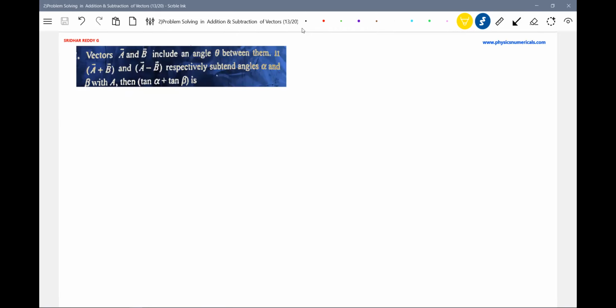Vectors A bar and B bar include an angle theta between them. If A bar plus B bar and A bar minus B bar respectively subtend angles alpha and beta with A, then tan alpha plus tan beta. Oh, some questions. Yes. Tan alpha plus tan beta.